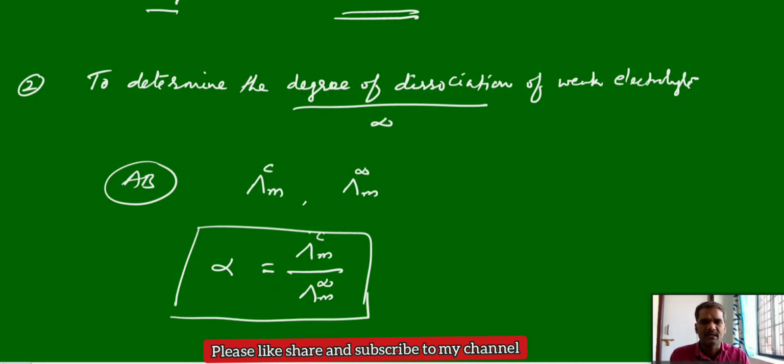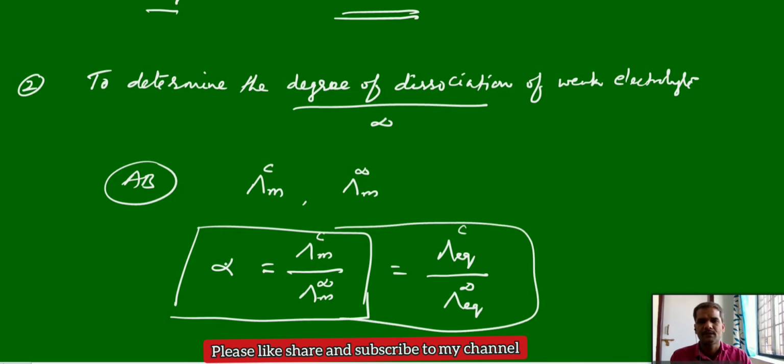The molar conductance at some concentration we will calculate by using the formula K into 1000 by normality or molarity. And this is at infinite dilution, so according to Kohlrausch law we can calculate it. If they give molar, you can take molar. If it is equivalent, then equivalent conductance at concentration C by equivalent conductance at infinite dilution. You can take any one. This is the degree of dissociation.